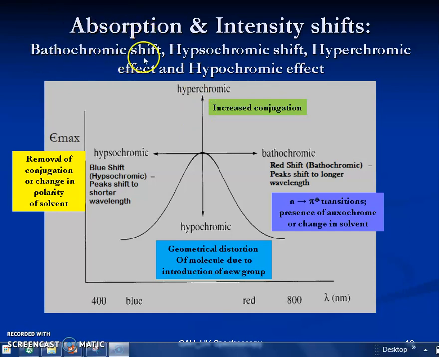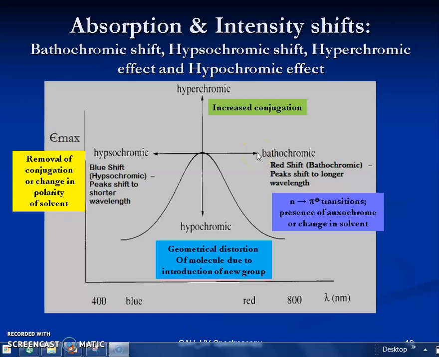In that, the bathochromic shift, here you can see, is the shift in the peak towards the longer wavelength region, also known as red shift, because the peak maxima tends to move towards the red end of the spectrum.